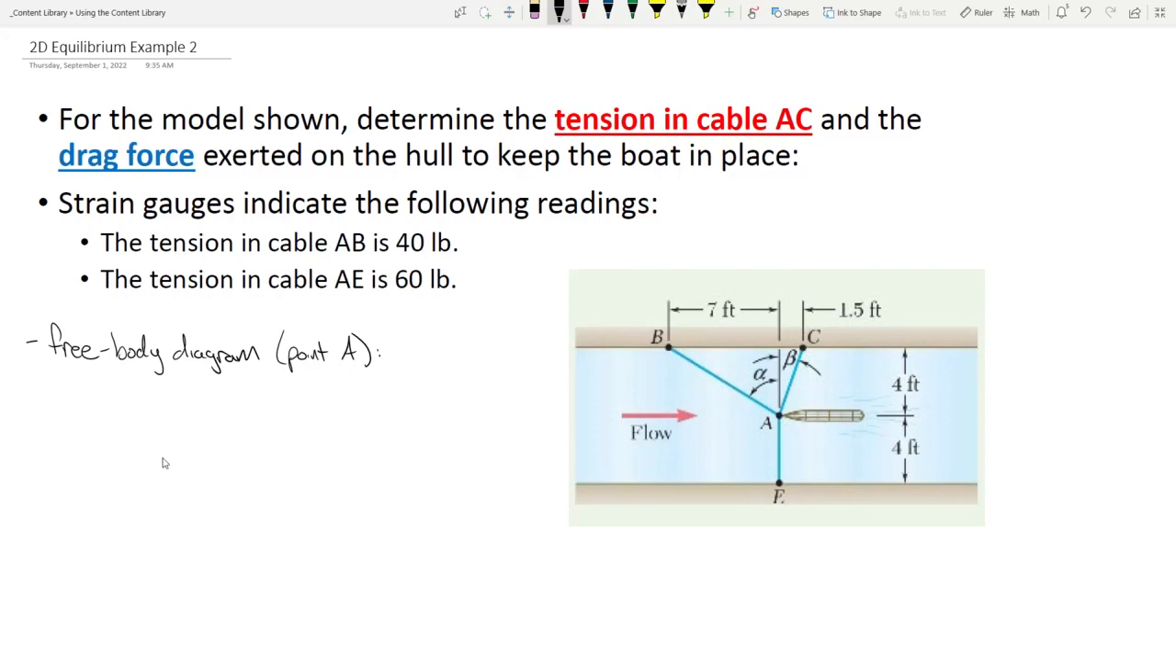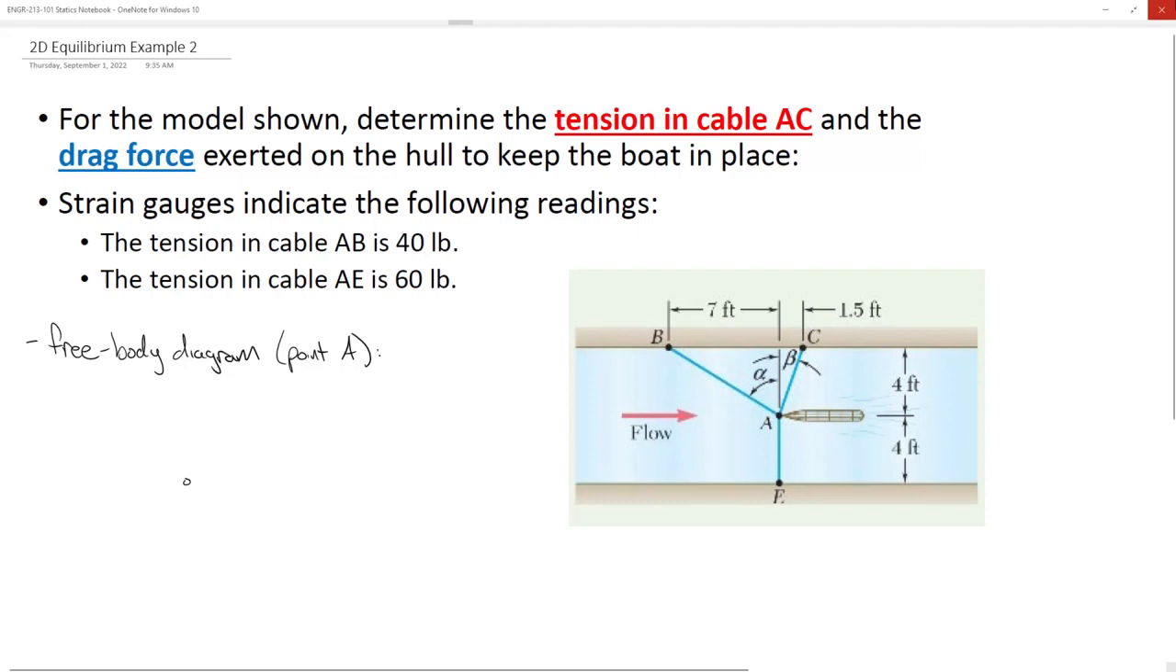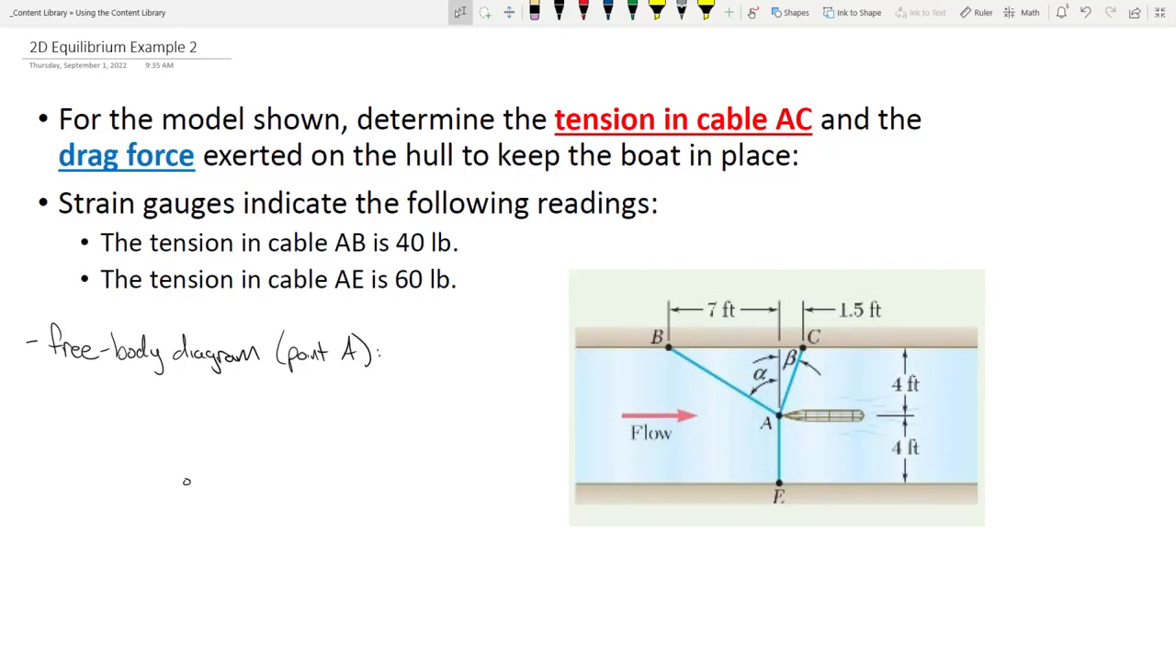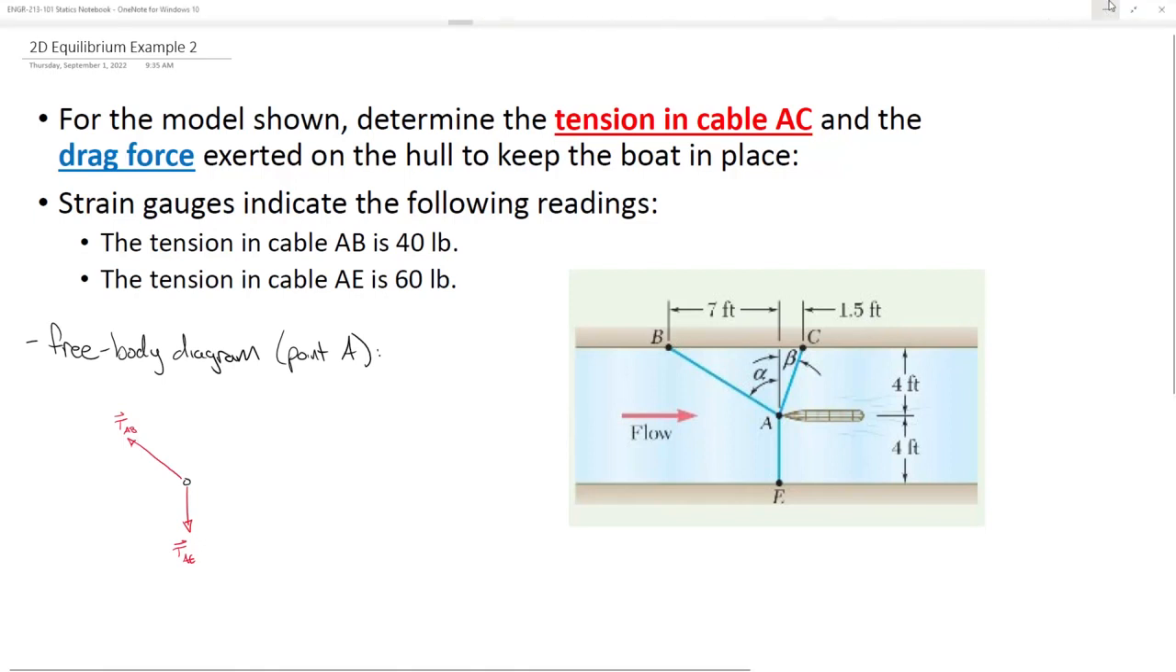Okay. So we'll say that this is my point here, and I'm going to use some color coordination. Now these are tension forces in these cables. So I'm going to say that this force here, we'll call this tension AE, and then this one right here, we'll call tension AB. Okay, so let me move the mouse pointer.